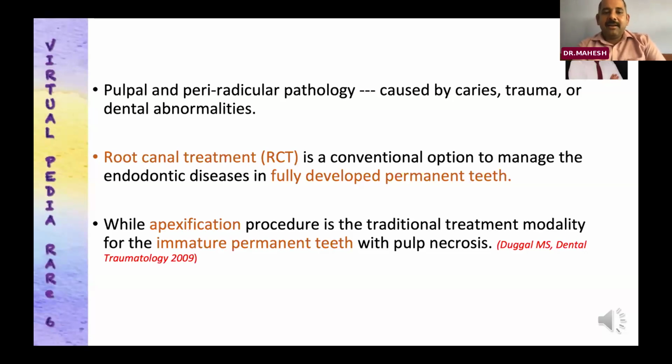If the root canal is still not closed, the apex is still open, or there are blunderbuss canals, then probably we can try either an apexification or a regenerative endodontic procedure. The apexification procedure is a traditional treatment modality for an immature permanent tooth with pulpal necrosis.